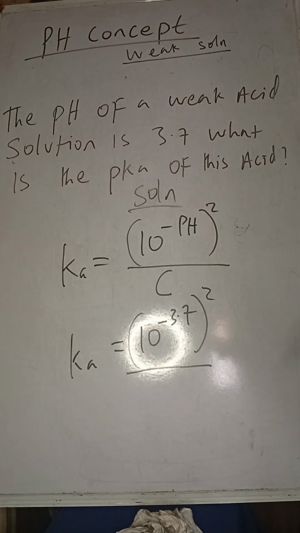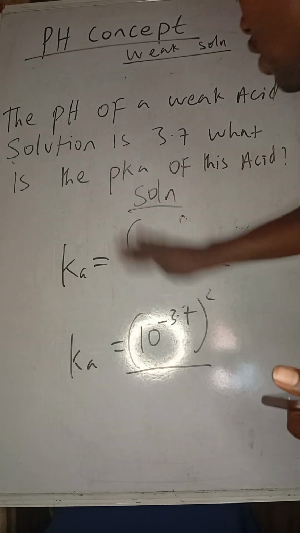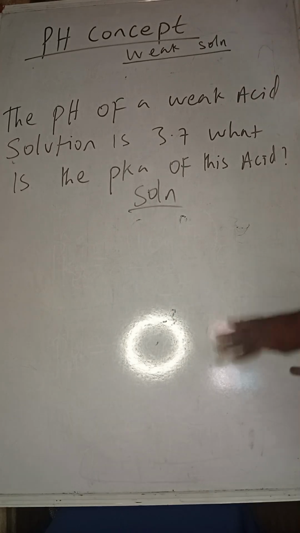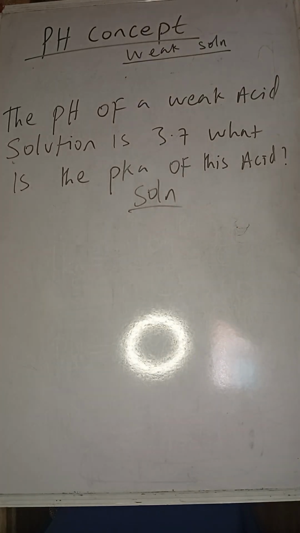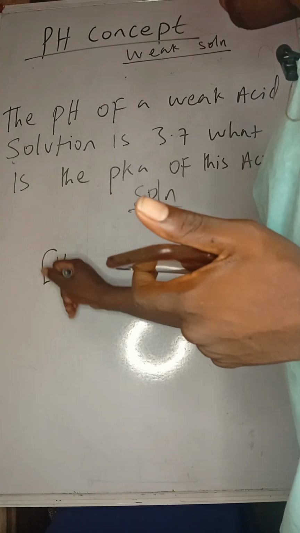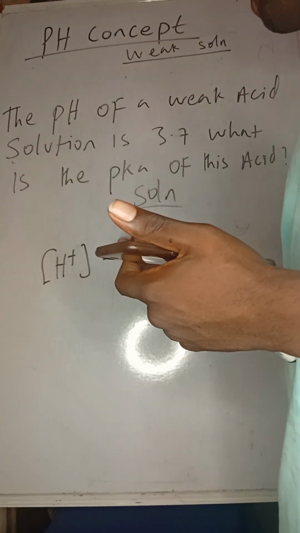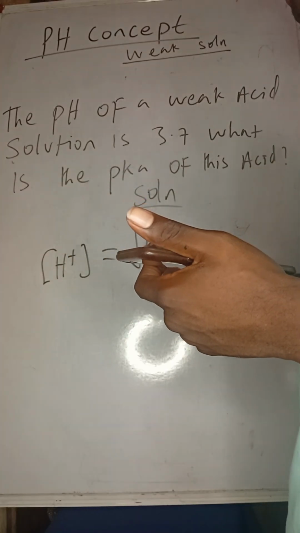of the acid? The concentration of the acid was not given. Since it was not given, we can go over it in this way. The concentration of the acid is supposed to be given, but we can go over it like this. We can say that the hydrogen ion concentration is equal to the square root of KaC.